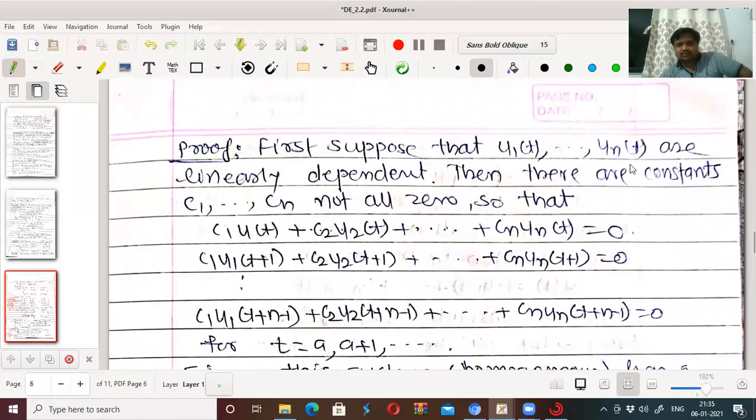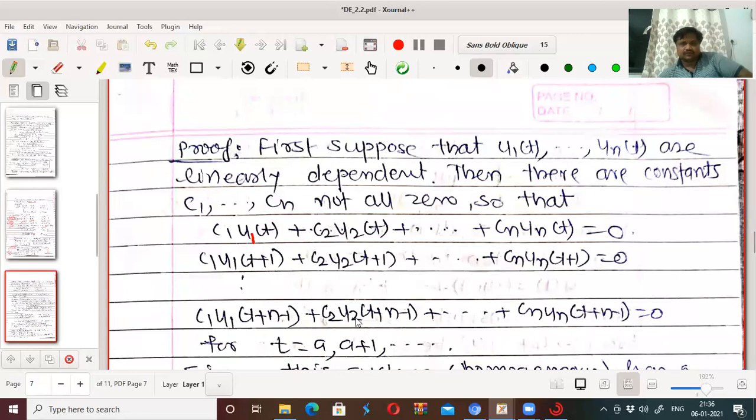First, suppose that u1t up to unt are linearly dependent. Then there are constants c1 up to cn, not all zero, such that c1 u1t plus c2 u2t plus up to plus cn unt equal to zero. By using the definition, it is there. So what is the definition of linearly dependent? When we say that u1t up to unt are linearly dependent, there exist some constants c1 up to cn, at least one of which is not zero, satisfying this condition.